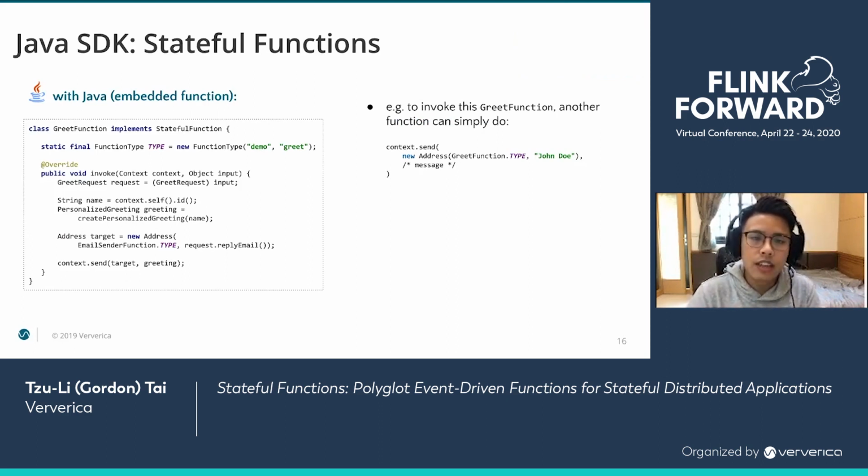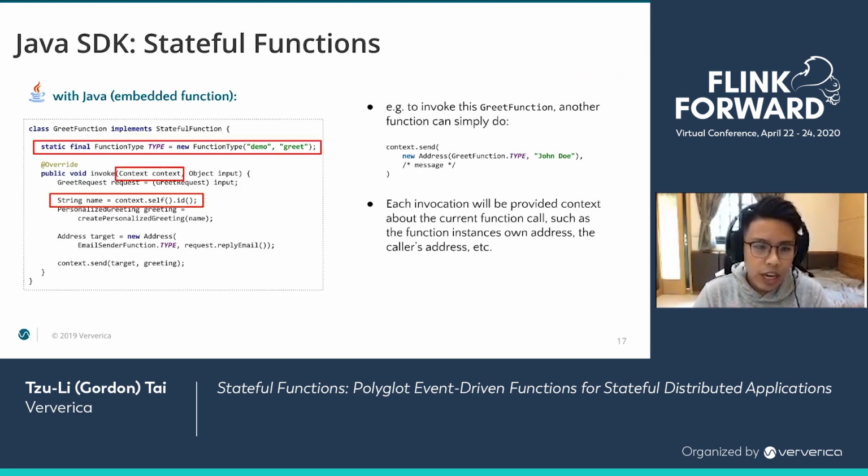What this does is it invokes the function instance of the logical address, greet function John Doe. Okay, and on each invocation we will provide a context for the current function call. As we just saw, you use this context to send out messages, and this context is also used to query information such as the invoked function instance's own address, and the caller's address, etc.